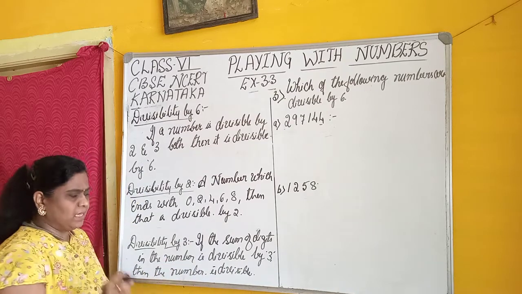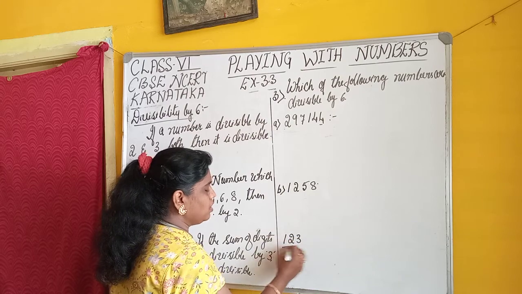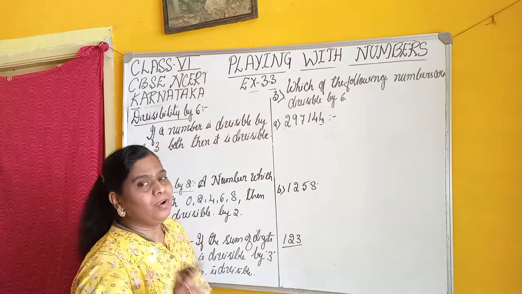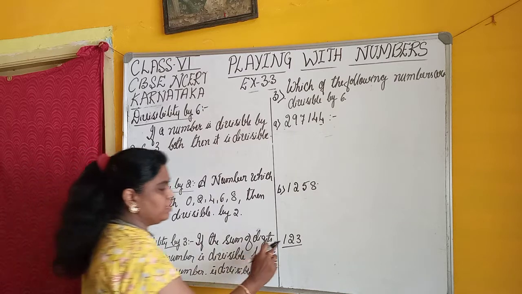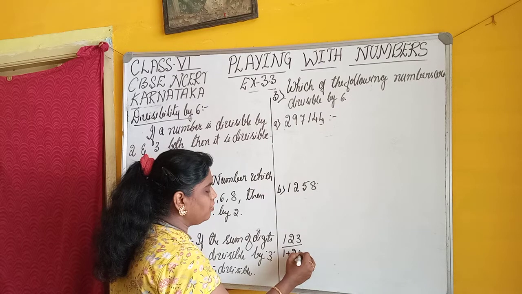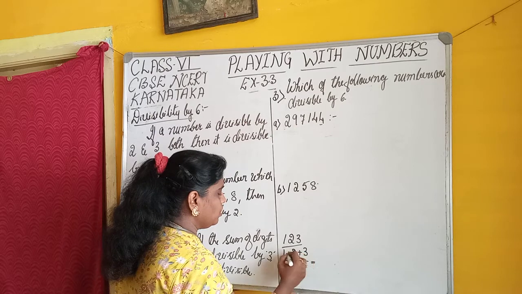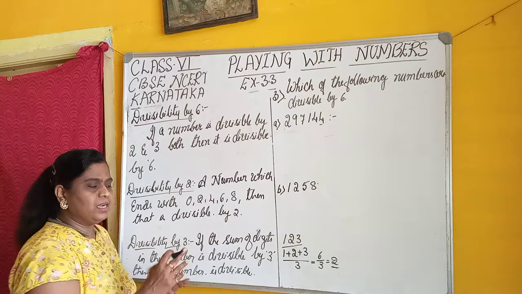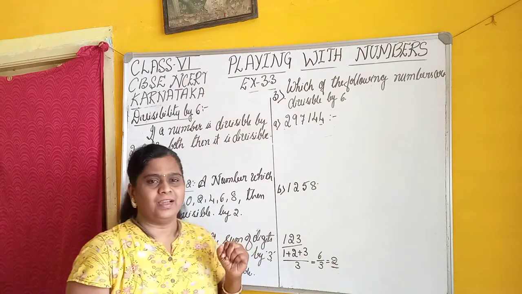Okay, I will give a small example for this. Let us take one example, that is 123. We have to check whether this number is divisible by 3 or not. The digits are 1, 2, 3. We have to find the sum of these digits and divide it by 3. That is 6 by 3, and here we got 2. It divides completely. Therefore, this number is divisible by 3.